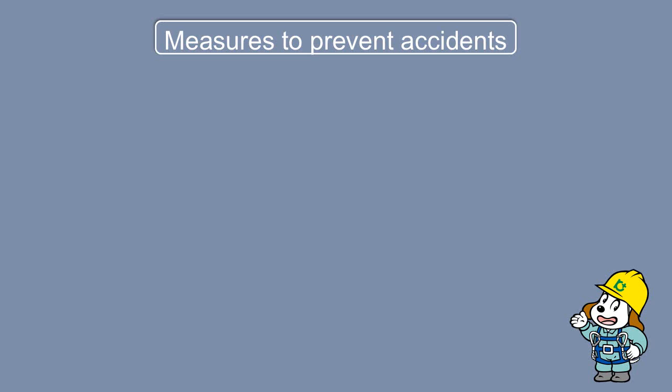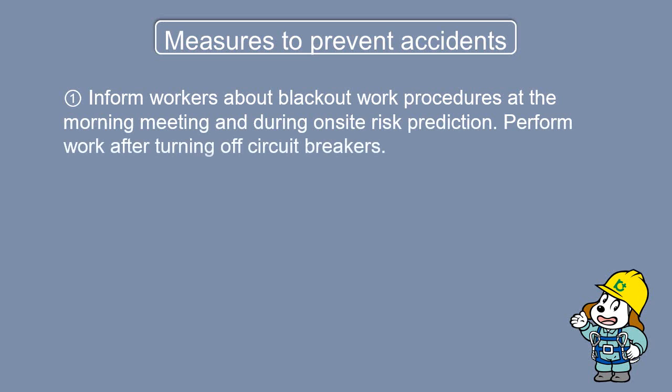Measures to prevent accidents. Inform workers about blackout work procedures at the morning meeting and during on-site risk prediction. Perform work after turning off circuit breakers.